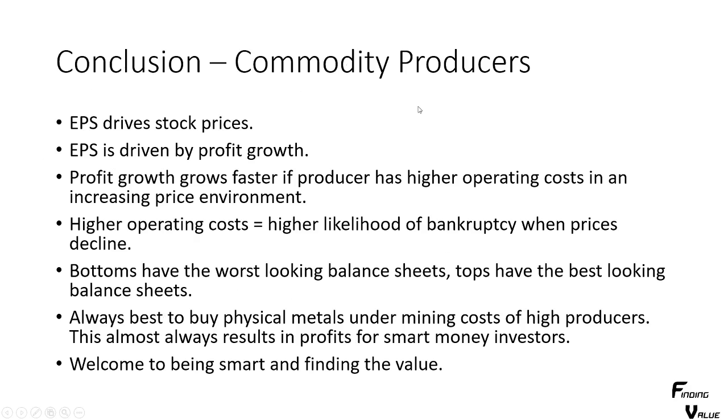After knowing all of this, we know that high cost producers will produce more profit in an increasing price environment because you're going to get a multiple on their profit. They're going to make hardly anything in the down market, and then they're going to make a whole bunch as prices go higher. I call this, welcome to being smart and finding the value, or being the smart money. Because if you know this stuff, you're going to know how big a bull market could be.